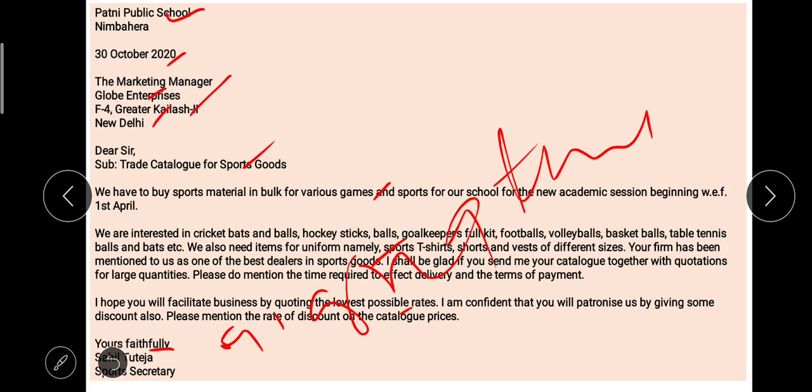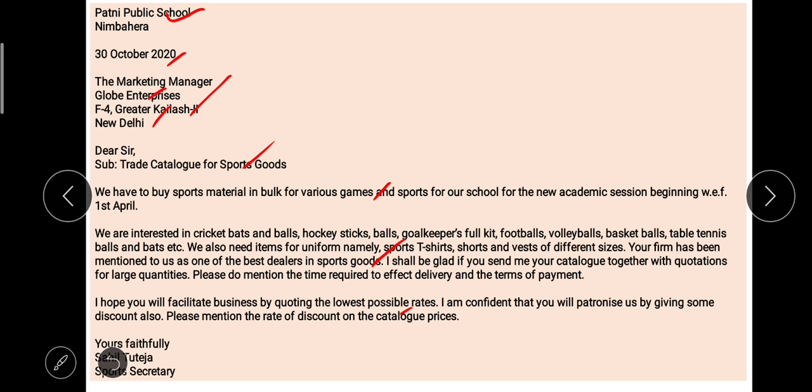Signature, then name, and then designation. It should come this way. So once we can read this letter also, we have to buy sports material in bulk for various games and sports for our school for the new academic session beginning with effect from 1st April. So the first sentence and the introduction part mentions what we are writing this letter for.